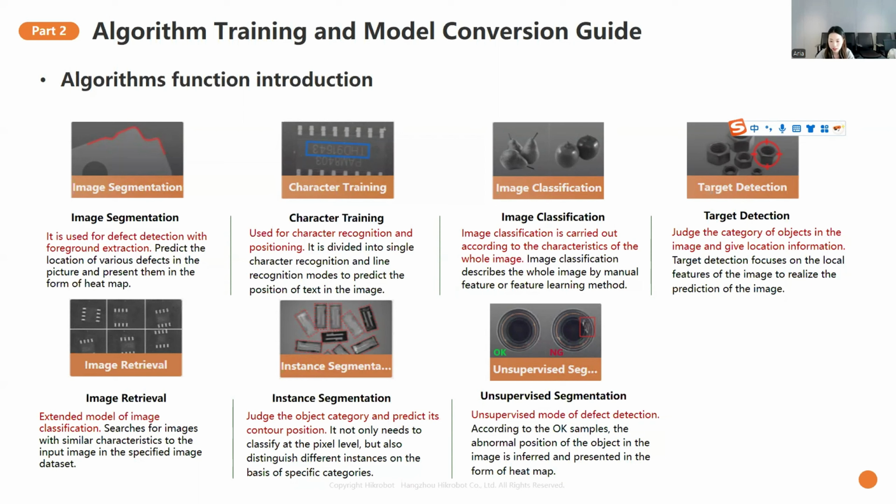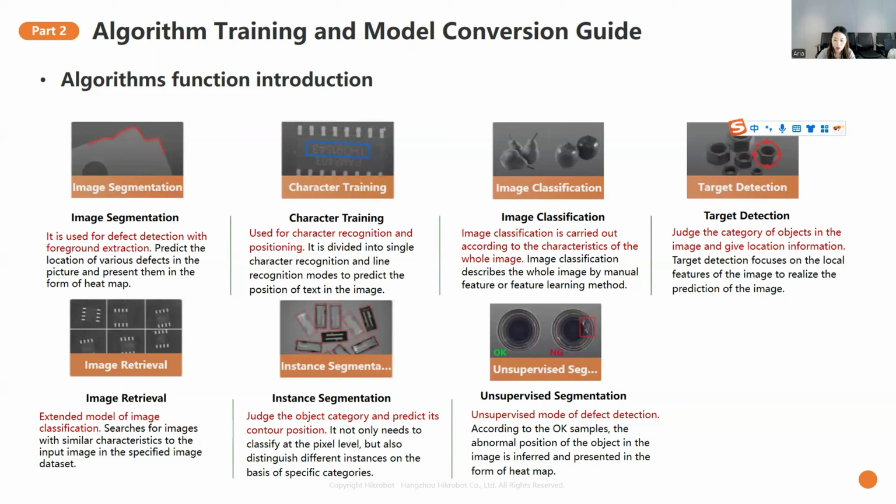So if you want to recognize the screw type, maybe type 1, type 2, type 3, etc., but in your sample pictures there are multiple screws in the image. In this case, the target detection algorithms are more suitable, because the target detection algorithm can not only recognize the type of the object, but also predict the position information in the image. So this is why the target detection algorithms are more suitable for recognizing subitem categories.